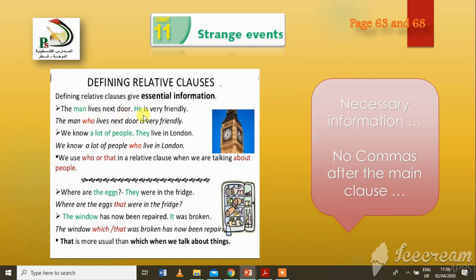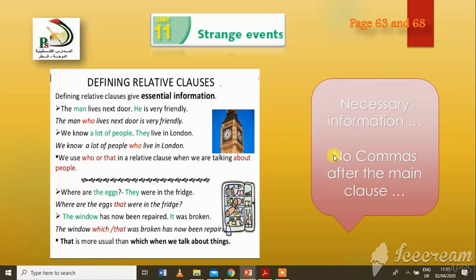The man lives next door. He is very friendly. The man who lives next door is very friendly. We know a lot of people. They live in London. Now, here if you said we know a lot of people, the question arises, which people are you talking about? So we know those people who live in London. So this relative clause gives information which is very important. We use who or that when we talk about people. There are some more examples, you can read them.